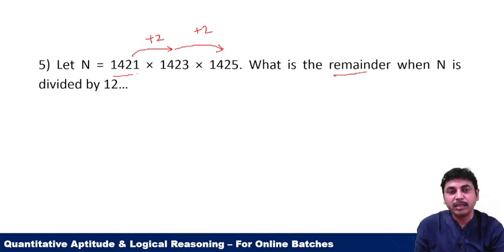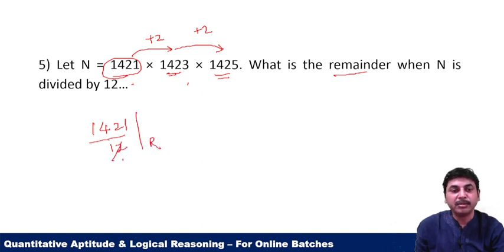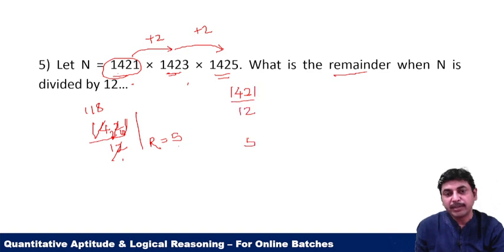So whatever remainder you get here, the remainder in the second case will be 2 more than the previous one, and here again 2 more than the previous one. So first divide 1421 by 12 and find the remainder. What will be the remainder here? 12 ones are 12, remainder is 2. 12 ones are 12, remainder is 10. 12 eights are 96, so remainder will be 5 in this case. So when you divide 1421 by 12, your remainder is 5.